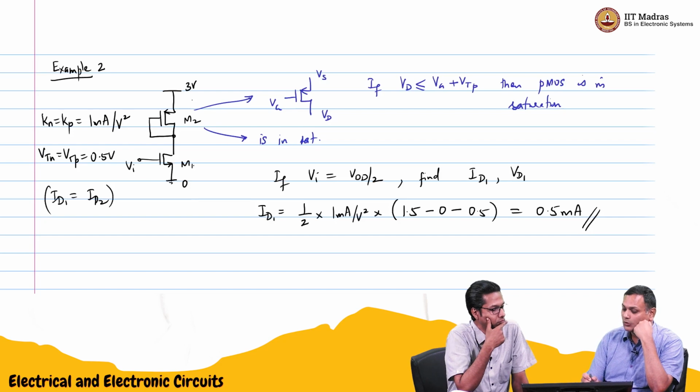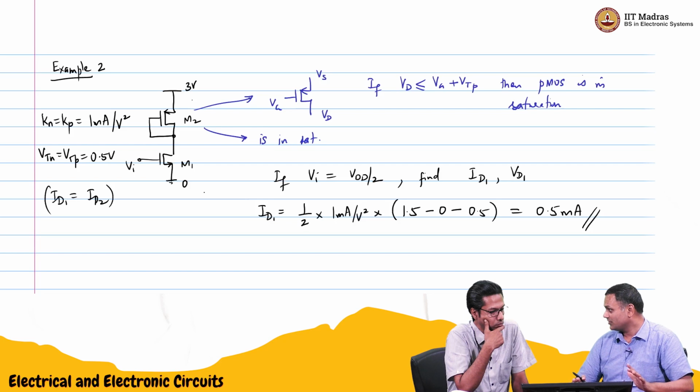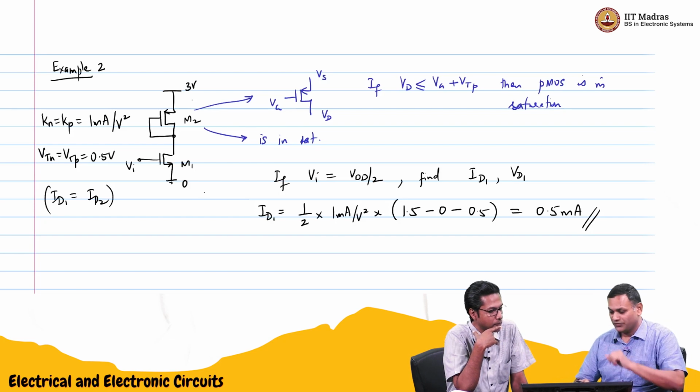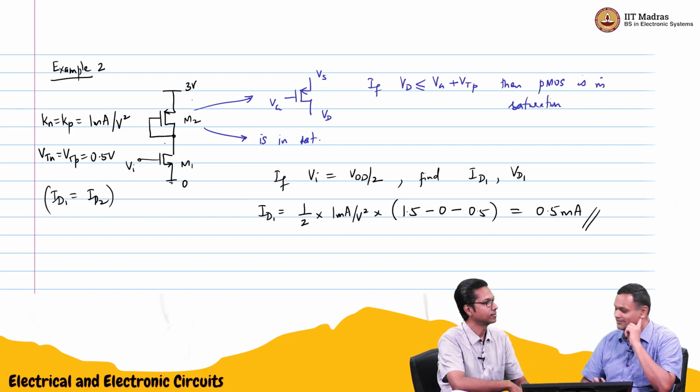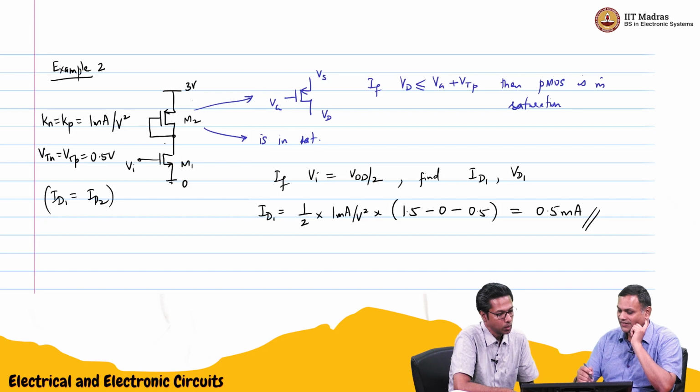We can't find that out using the equation of M1, because M1 is in saturation, so there is no dependence of current on the drain voltage. So we don't know. We have to use M2. That is also in saturation, and its gate and drain are shorted, so we can find out the gate voltage. That is the only way to find out. So shall we find out the gate voltage of M2?